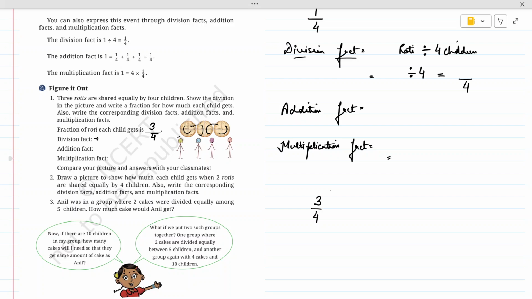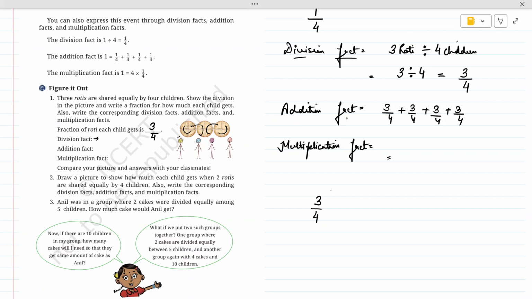Now, the division fact. The division fact here will be 3 rotis divided among 4 children, which is 3 by 4. So 3 by 4 will be the part which each child is going to get. Right? And the addition fact is easy. 3 by 4, first kid, second, third, and fourth. This is the addition fact of this, right? Each child will get 3 by 4th of a roti, and if we simplify, we'll get 3 rotis here. That was given to us. This is the addition fact of it.